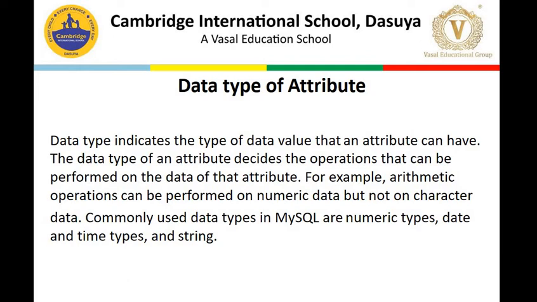Now how to use this? The data type indicates the type of data value that an attribute can have. What type of value the attribute will accept is decided by the data type of that attribute. The data type also decides the operations that can be performed on the data of that attribute. For example, arithmetic operations can be performed on numeric data, but we cannot perform arithmetic operations on character data. So the commonly used data types in MySQL are numeric type, date type, time type, and string.